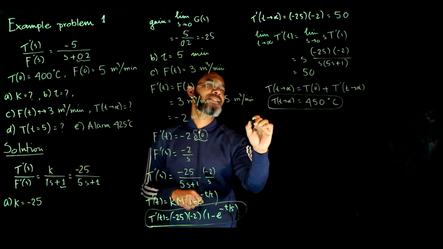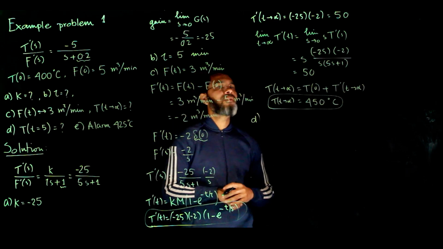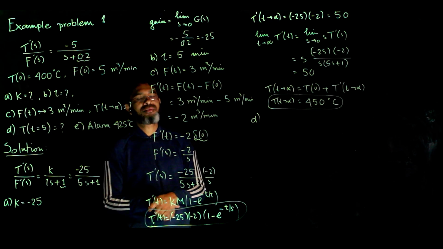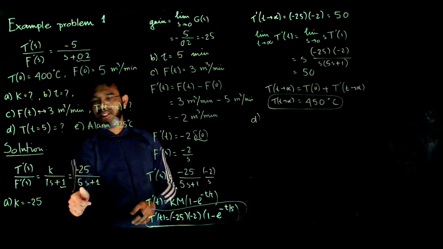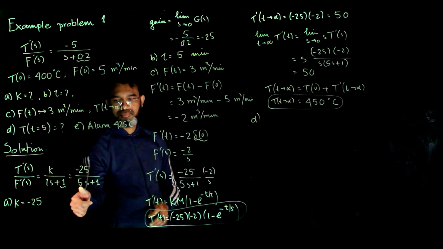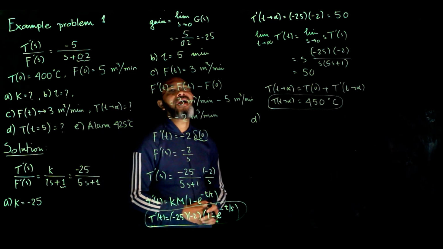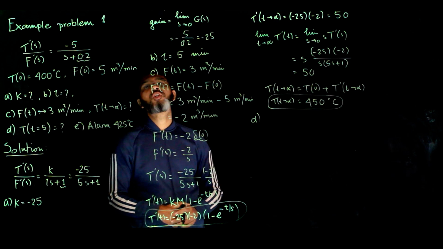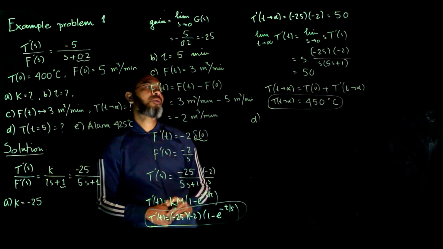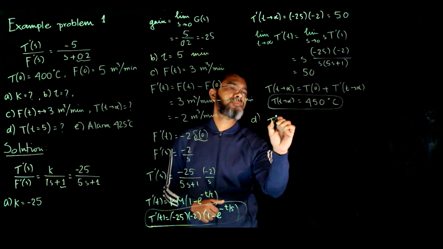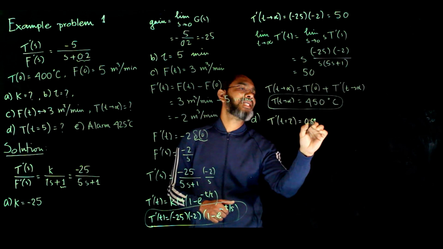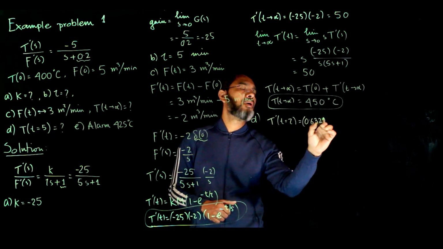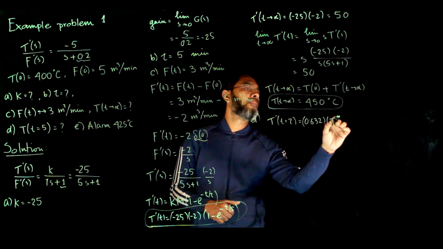Now part D, it says what is the value of the temperature at t equals 5 minutes. What is the significance of this 5 minutes? Here we know that this time constant is 5 minutes. So we know that the variable reaches 63.2% of the final value at t equals tau. So we know that T' at 5 is 0.632 of T' at t goes to infinity.